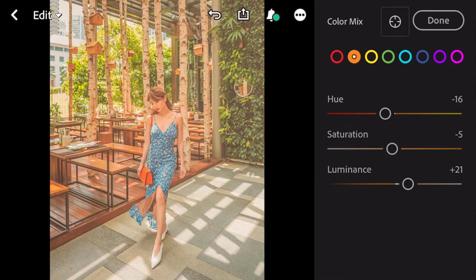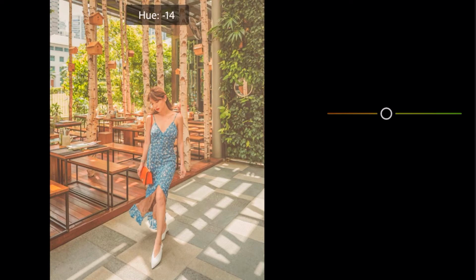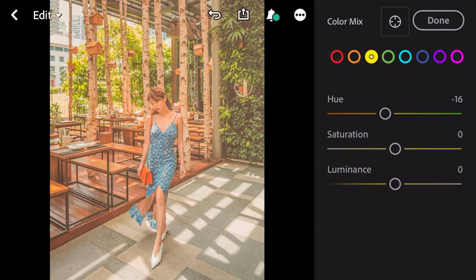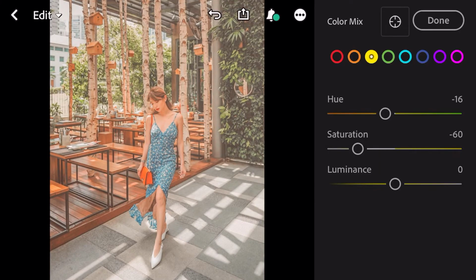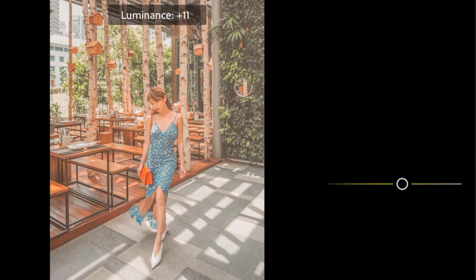Go to yellow. Hue minus 16. Saturation minus 60. Luminance plus 30.